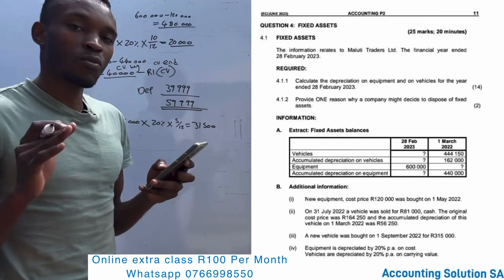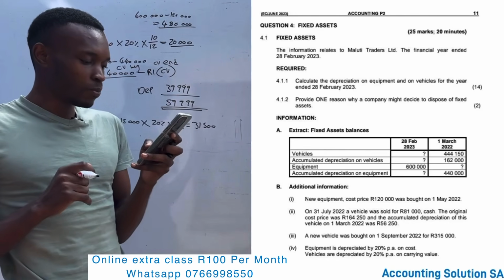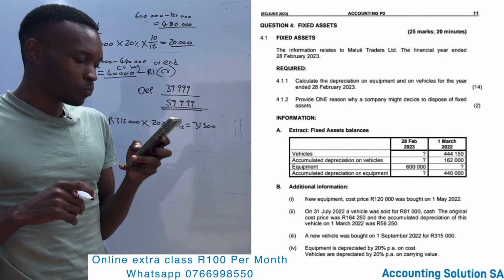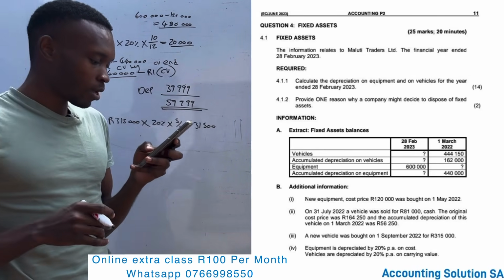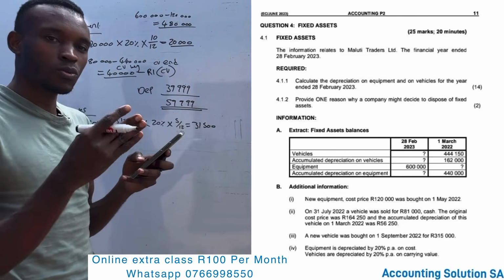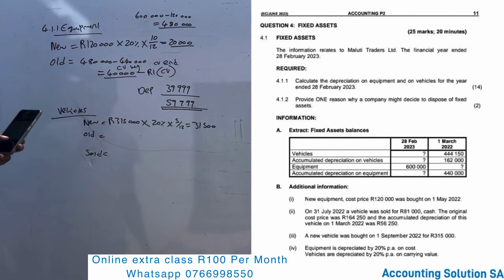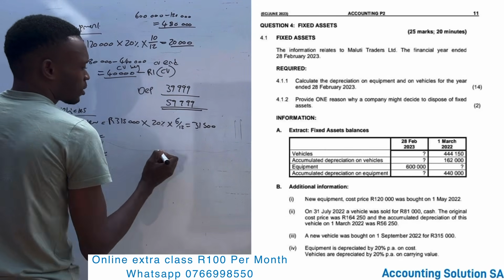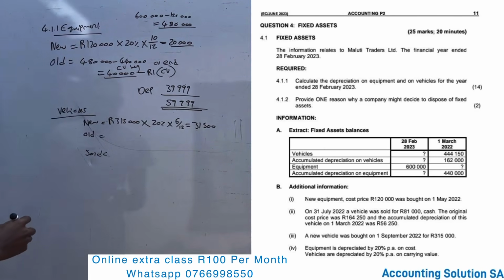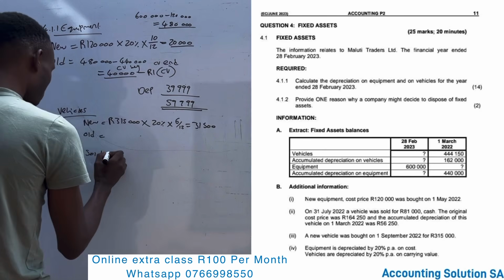So they didn't give us the complete accumulated depreciation, which means that we must first calculate accumulated depreciation from 1 March up to the day that they sold, which is 31 July. How many months is that? March, April, May, June, July. It's going to be 5 months. Okay, now this is how we are going to calculate it. Here it is not 5 months, it's 6 months. Okay, now let's calculate this one. 5 months is for the one that has been sold.